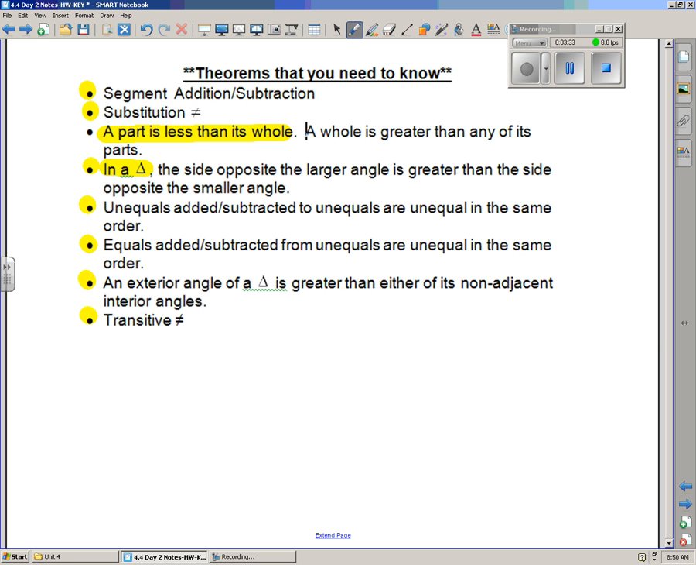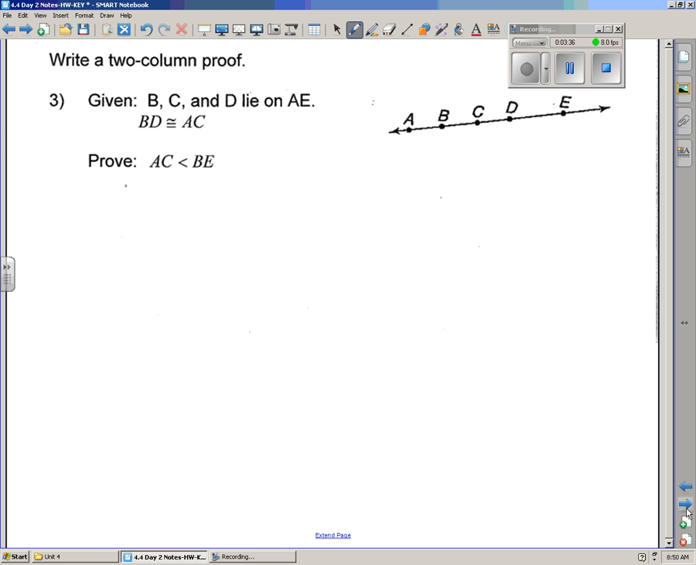So I believe we're going to try a couple of proofs. So for this first one, they're telling you that B, C, D, and E all lie on the same line, AE. And they're also telling you that BD is equal to AC. So if we throw in some numbers here, from B to D, let's call that 8. And then from A to C, we'll call that also 8, because it's congruent.